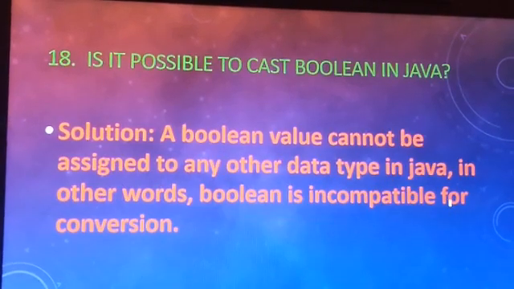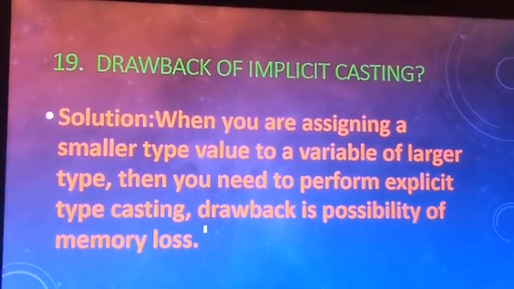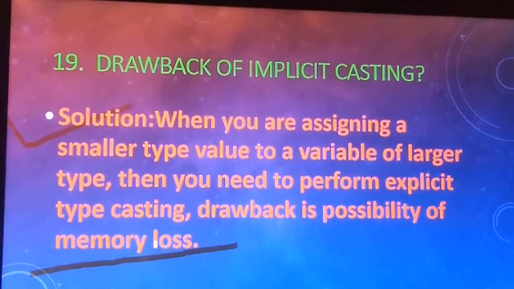18th question is, is it possible to cast boolean in Java? Solution: a boolean value cannot be assigned to any other data type in Java. In other words, boolean is incompatible for conversion. 19th question is, drawback of implicit casting. Solution: when you assign a small type value to a variable of a large type, implicit casting is performed. Drawback is possibility of memory loss.